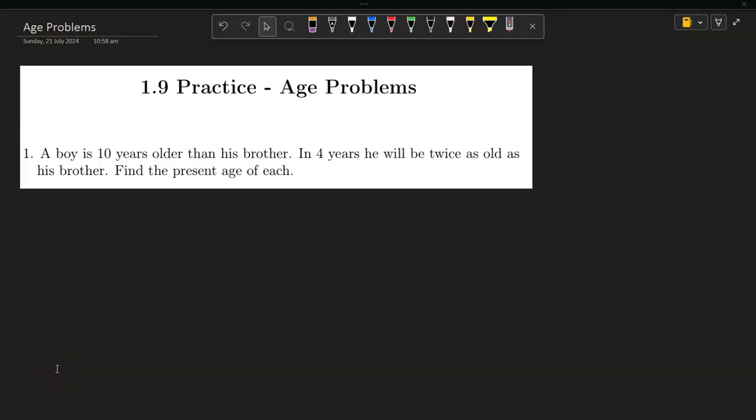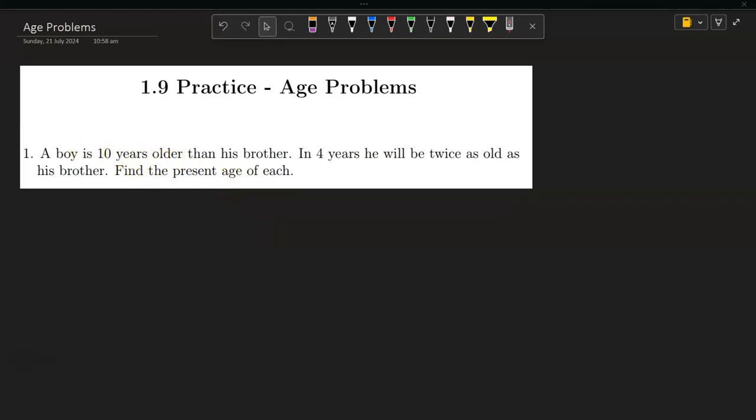How do we solve problems like this? A boy is 10 years older than his brother. In 4 years, he will be twice as old as his brother. Find the present age of each. So again, we are asked to find the present age of the boy and his brother.